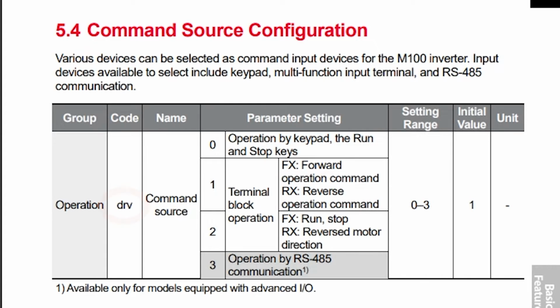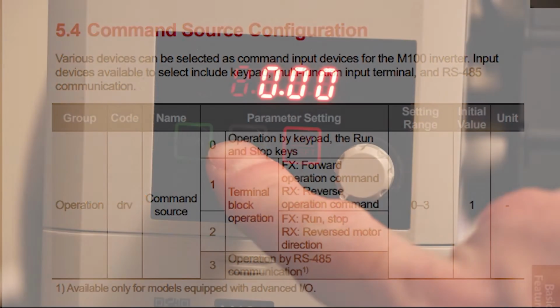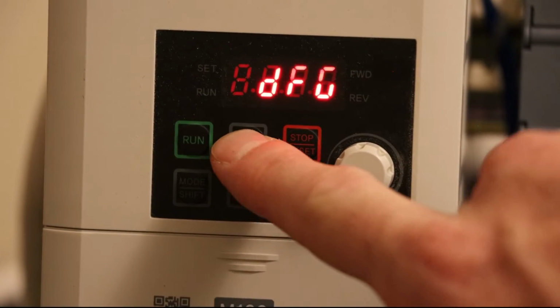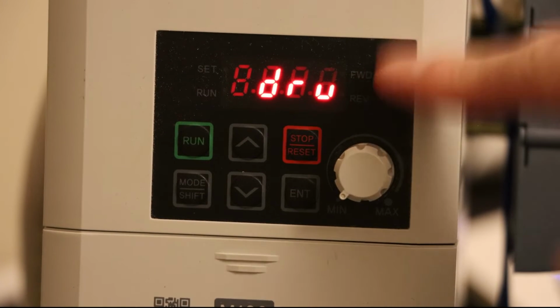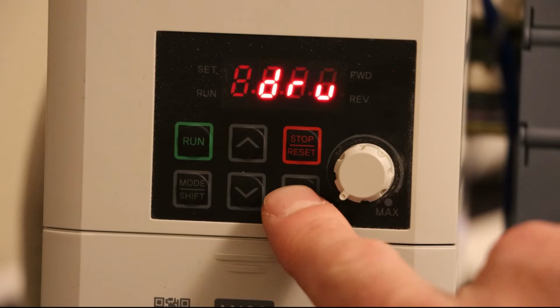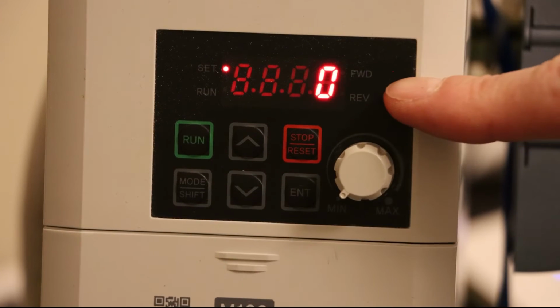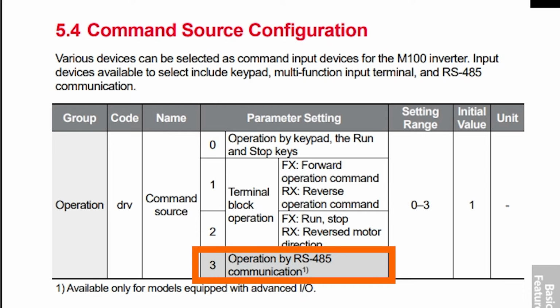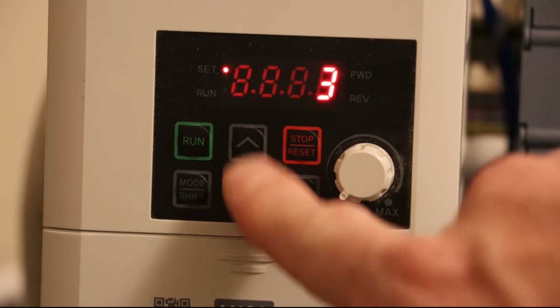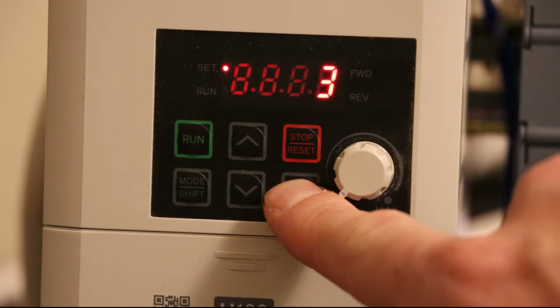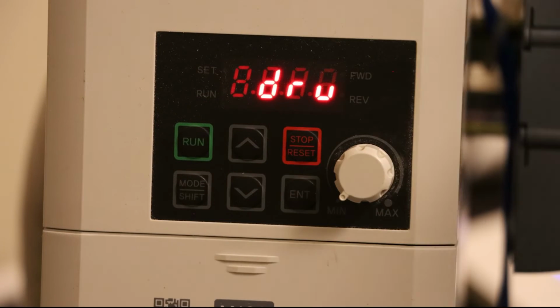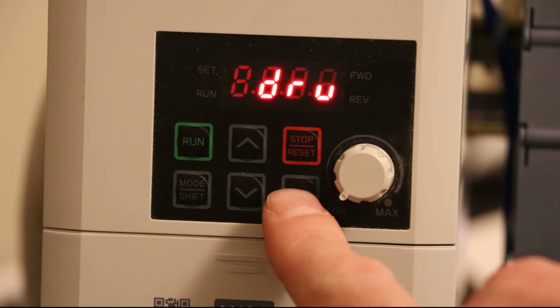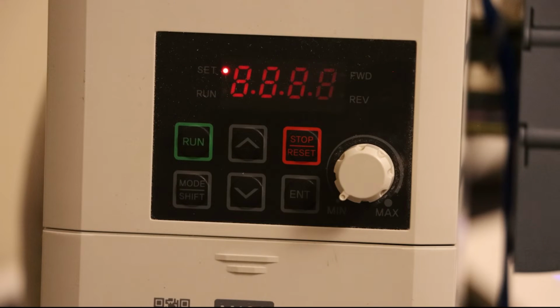So if we go into the datasheet and we have a look at the command source configuration, we need to find DRV. So if we come up on the options, that says DRV apparently. If we go into here, press enter, this is currently set to 0. According to the datasheet, we want to change this so it's listening to RS-485 communications. So we need to change this to a 3. Press enter on him a couple of times. And that is DRV set. And we can check that by going back into DRV and it's still set at 3.